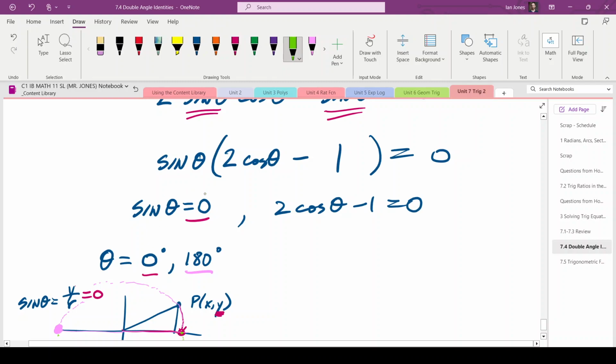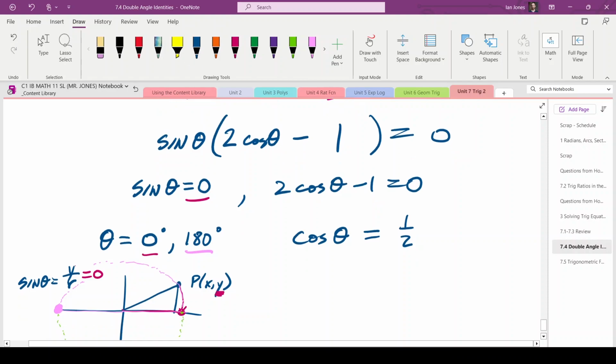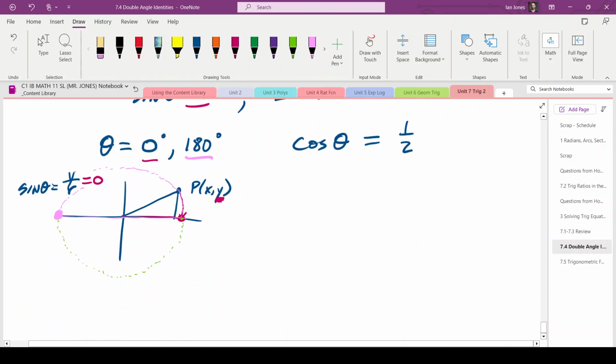Now, that's for the sine theta equals 0. Now we have to do 2 cos theta minus 1 equals 0. Well, this is a little bit of algebra. I'll add 1 to both sides, divide both sides by 2, so I get cos theta equals a half. Special angle. Okay, we've done a number of these, so it should start to come a bit faster. Cos of what is a half? 60. That's right here.